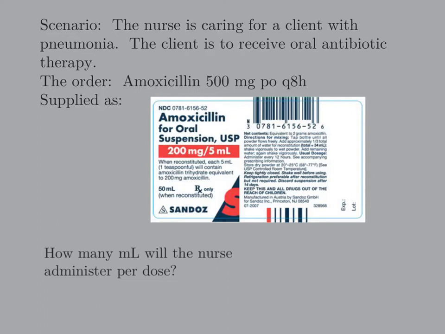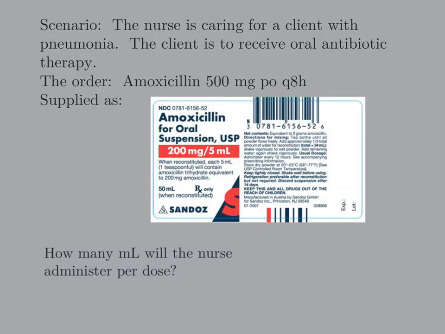The nurse is caring for a client with pneumonia, and among other things, the client is to receive oral antibiotic therapy. The order that you have is amoxicillin 500 milligrams PO, Q8 hours, and the label is how it comes supplied in a suspension that's 200 milligrams per 5 mLs. And we want to know how many mLs will the nurse administer per dose. So we have to set it up in dimensional analysis.